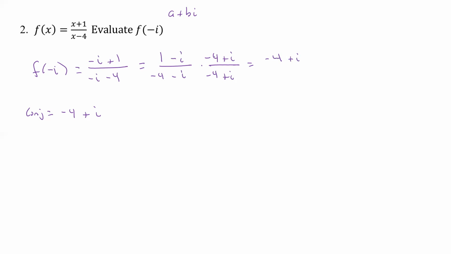Negative I times negative 4 is going to be plus 4I. And negative I times positive I is going to be a negative I squared. And down here we have a negative 4 times negative 4, that's 16. Then we have negative 4 times I, that's going to be a minus 4I. This is going to give us a positive 4I. And this is going to give us a negative I squared, okay?